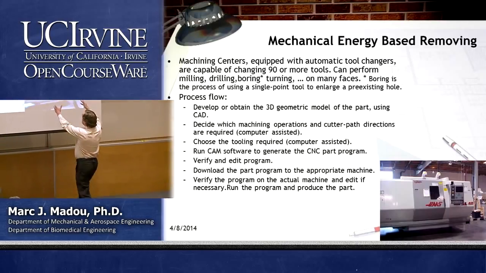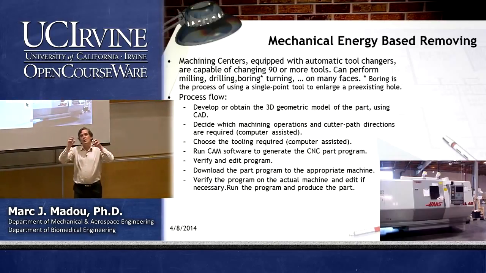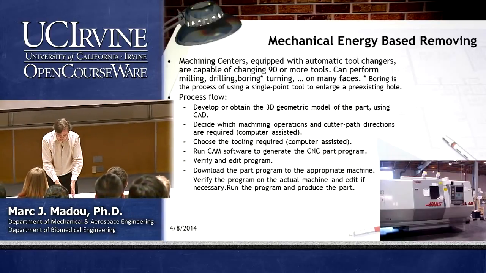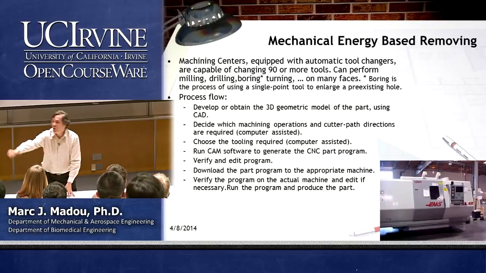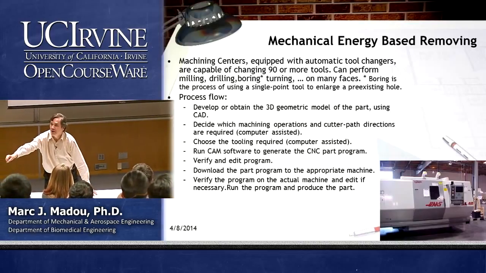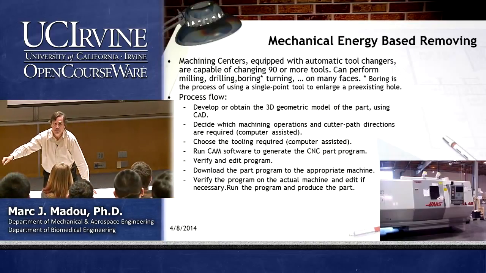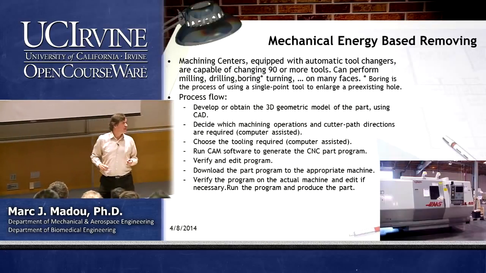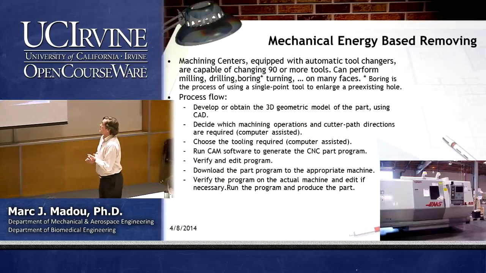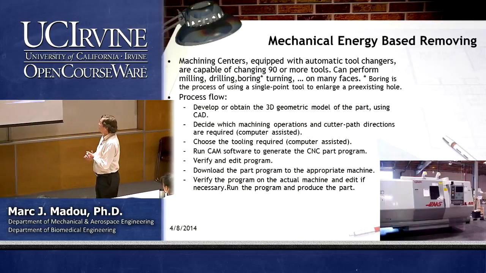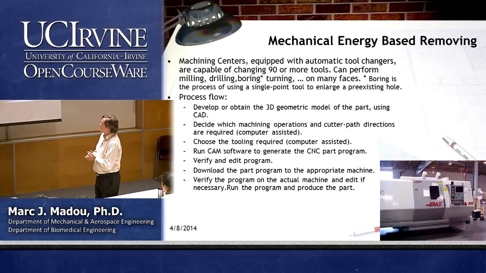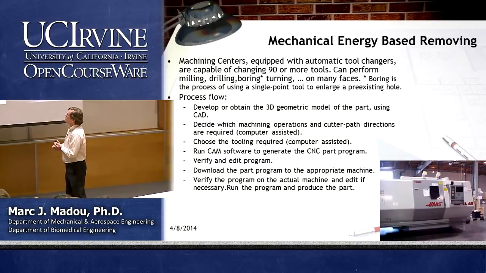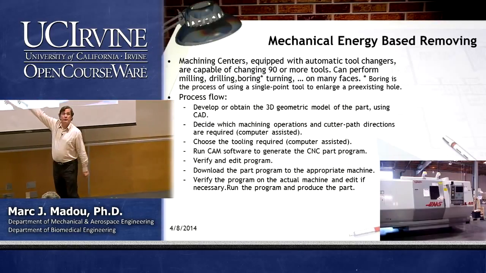Mind you, this machine might have up to 90 workpieces sitting there. It's almost like, okay, for this machining job, I need to go pick up that drill, or I need this work tool. And so the machine can go select those depending on the need that you have. So you decide which machining operations and cutter path directions are required. That's computer assisted. Choose the tooling required, also computer assisted. And then run CAM software.